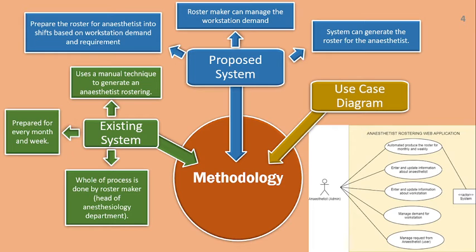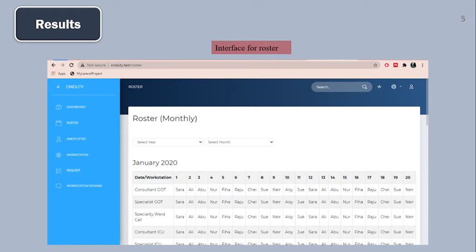From the methodology, the results that we find are presented in the interface. We show some of the interfaces of the web application for anaesthetic rostering. We start with the main interface, which is the interface for the roster. As we can see, the roster is shown monthly, for every day, with the list of the workstations.